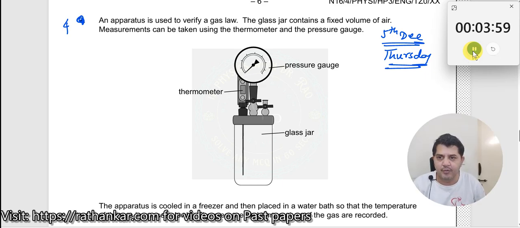Question number 4. An apparatus is used to verify a gas law. The glass jar contains a fixed volume of air. Measurements can be taken using the thermometer and the pressure gauge. Okay, this is 4 marks, a very short question. You would need only something like 5 minutes, not more than that. So the pressure gauge, thermometer, the glass jar, everything is given here.